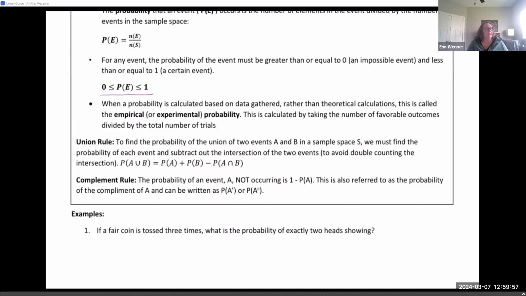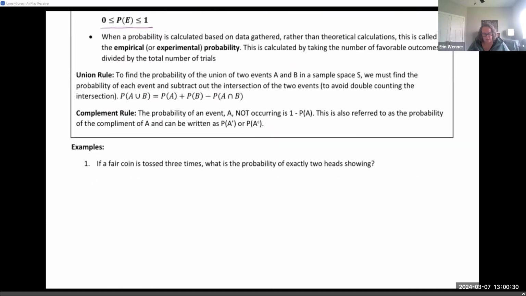The probability of an event not occurring is 1 minus the probability of A, because it's the complement. All probabilities have to add to be 1. And so if we have an event occurring and we say, what's the event of it not occurring? That's going to be the opposite. So we're taking that away from 1. Again, this is also referred to as the probability of the complement of A. And as I said before, you can represent that with an apostrophe or a little c.